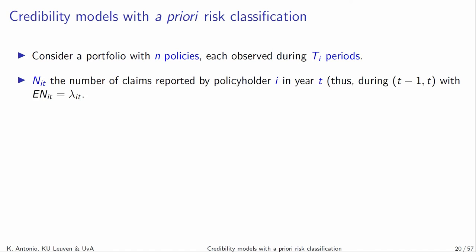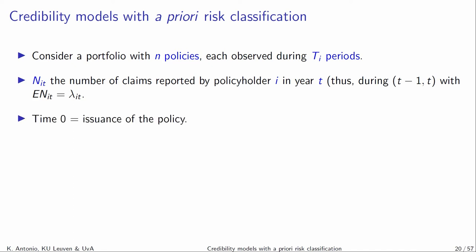I will denote with N_it the number of claims reported by policyholder i in year t. Year one means from time zero to time one, year two is from time one to time two, et cetera. I know that the expected value of N_it is lambda_it. Where is that coming from? The a priori tariff. And of course, characteristics can change over time, so that a priori assessment can also change over time. So it's indexed with both an i and a t, and the t refers to using your characteristics for that particular year or insurance period.